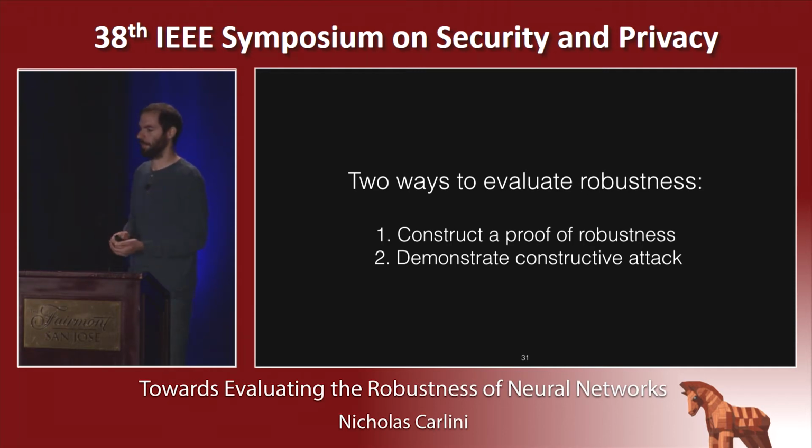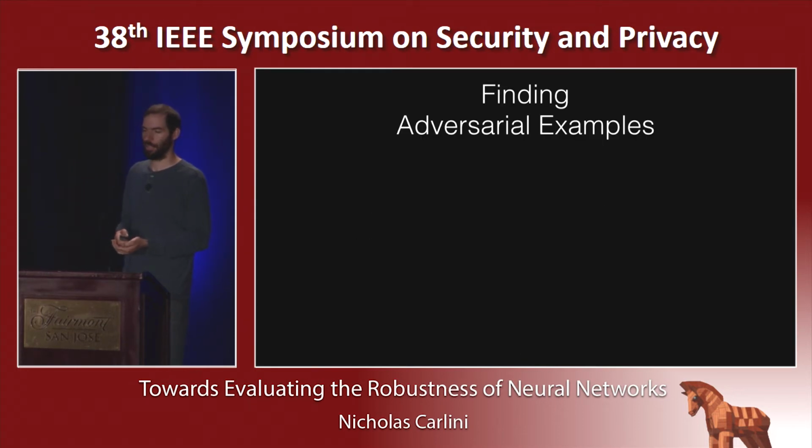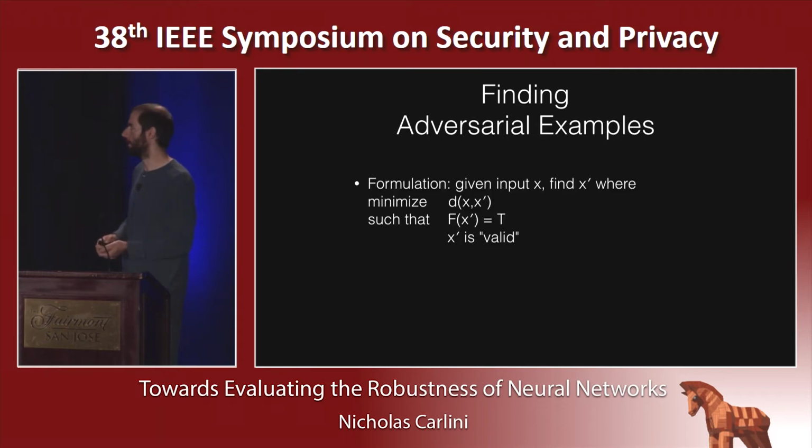So how do we mount this attack? Well, we basically have 2 key insights. The first key insight is that gradient descent, which is the process we use to train neural networks, works very well. And so can we just try and use this approach to attack them too? So we try to do this. And to do that, you're going to need some kind of function you want to minimize. And so the function I choose to minimize looks something like this. And what it's going to say is I want to minimize the distance between the valid image x and the adversarial example x prime, such that 2 things are true.